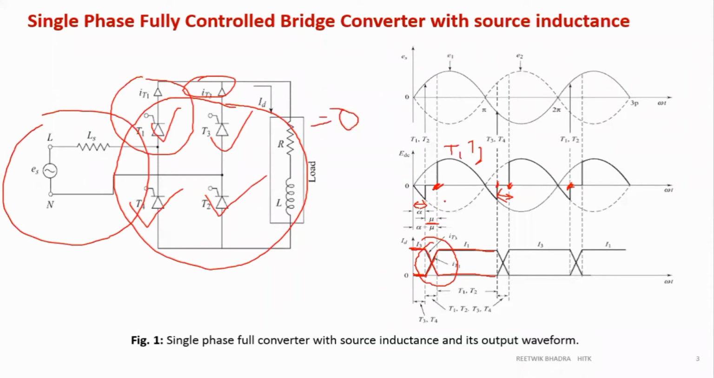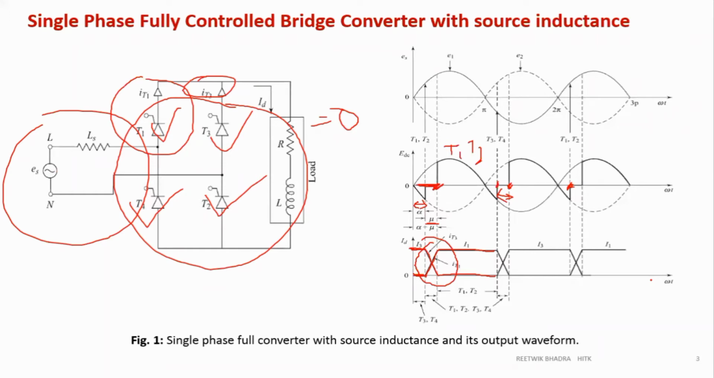So you can give an explanation like this also. During this period, the overlap period, what is happening? Because all the currents are flowing, we can say all the thyristors are on. Hence, during this period, it will short circuit the source and make the load voltage 0. So that's why this voltage is 0.